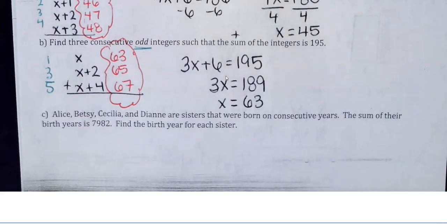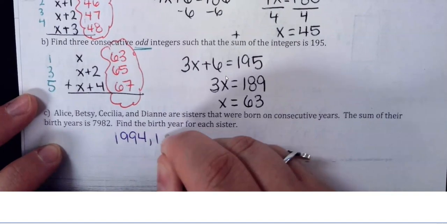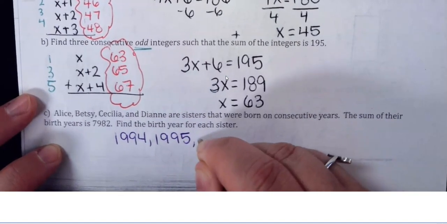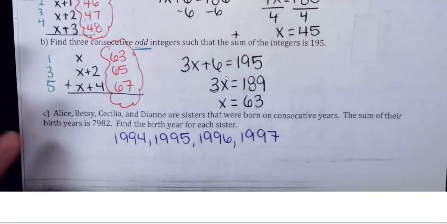Anybody feeling good about what years they got for these girls being born? What'd you get, Liv? 94, 95, 96. Perfect. It should be 94, 95, 96, and 97. Does anybody not get that? Want me to go through it?